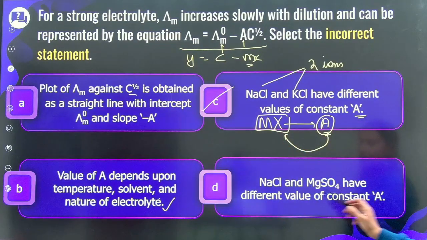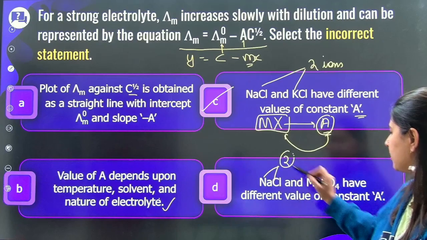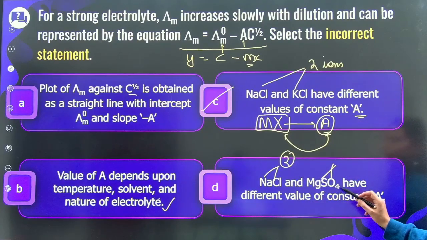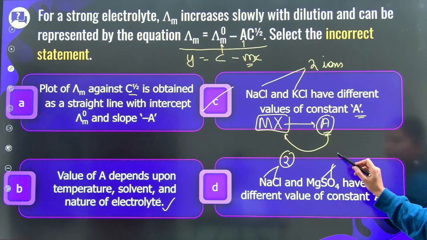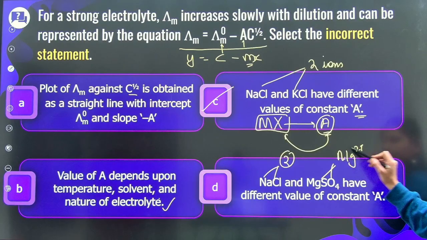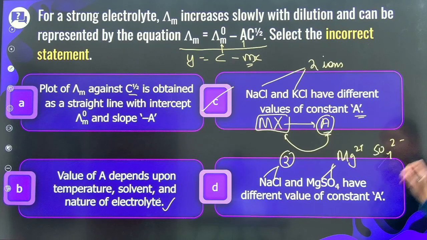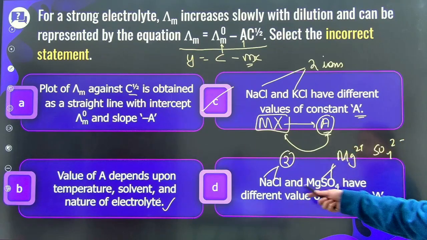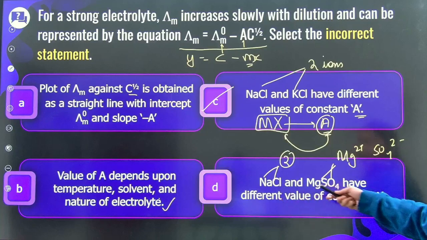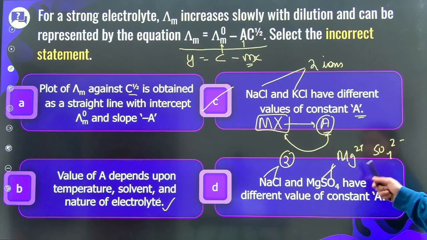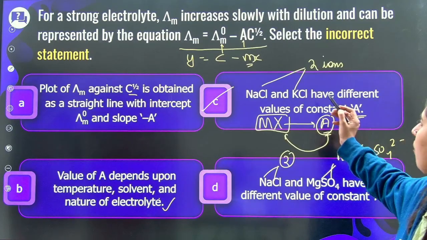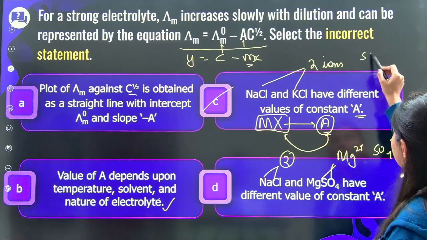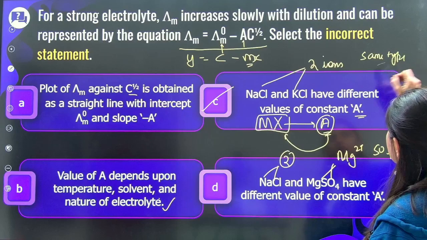NaCl and MgSO4. Now you can see here we are getting 2 ions and here we are getting MgSO4. Now my magnesium 2 plus and sulfate have different values of constant A. Do you think so? They have different? When we have the Mg2 plus and SO4 2 minus, our ions are not the same type. We will not call them the same type. Now here when we say the same type, we also mean the charges they have.